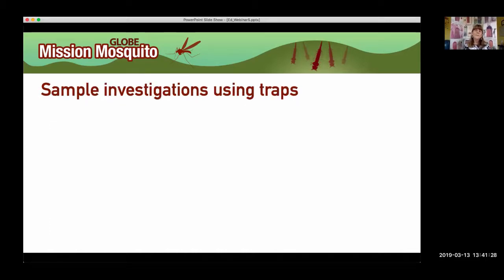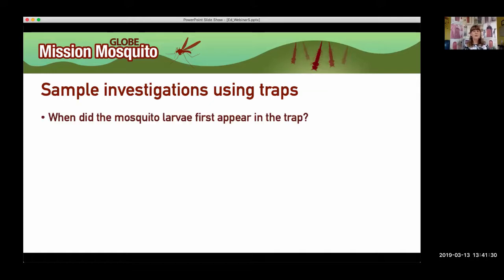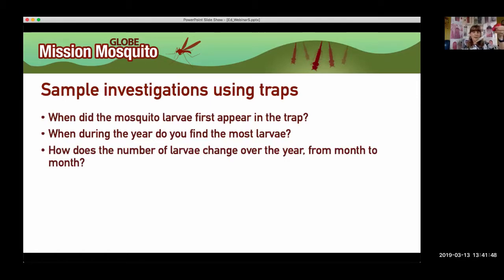So these are some of the sample investigations that you could have your students do with these traps. These would be absolutely phenomenal science fair investigations. So when did mosquito larvae first appear in your trap? And when during the year do you find the most larvae? You're doing your sampling, you got your turkey baster, and you're finding out when do you see the most. How does the number of larvae change over the year from month to month?